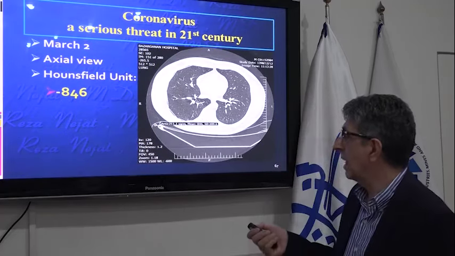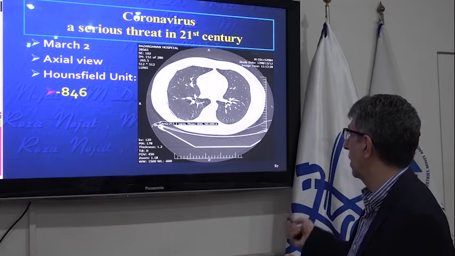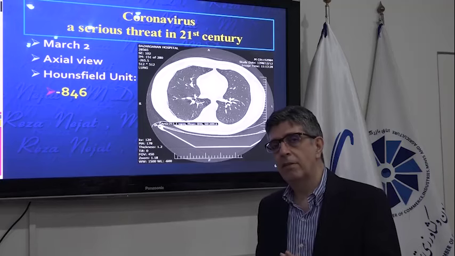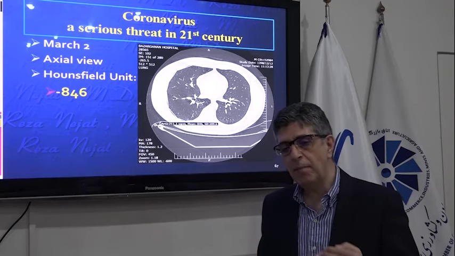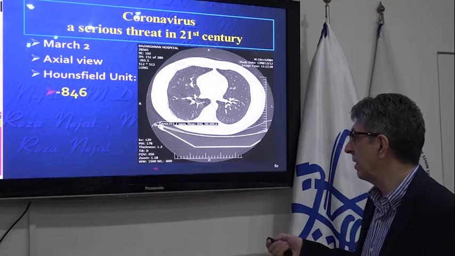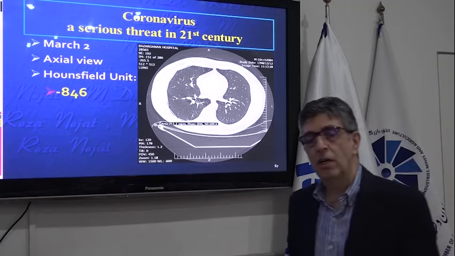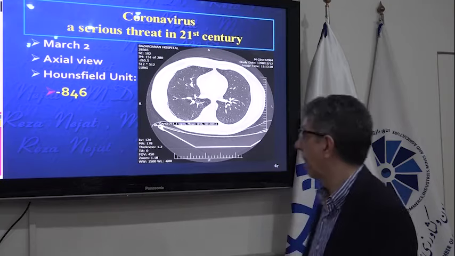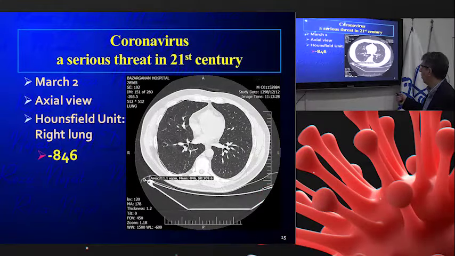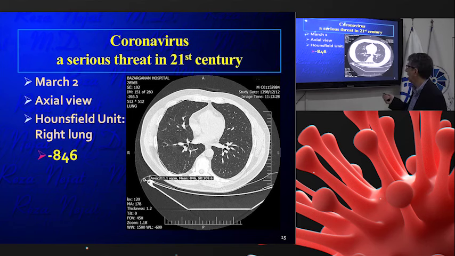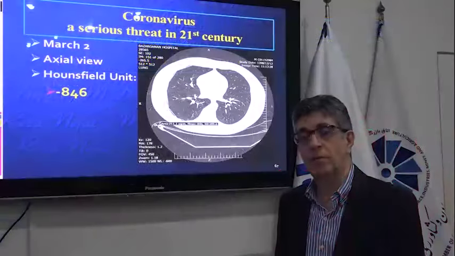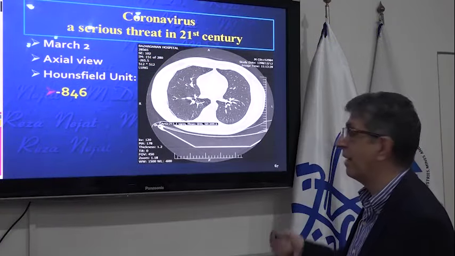Here, March the 2nd, we have the patient's CT scan. I compared the axial CT scans at the same level with the same WW and WL and the same conditions of CT scan taken. Okay, we can see the mean Hounsfield unit of the right lung of this patient on March the 2nd is minus 846. So really, the aerated area is more prominent. The tissue edema infiltration is not prominent. The predominant area is full of air.